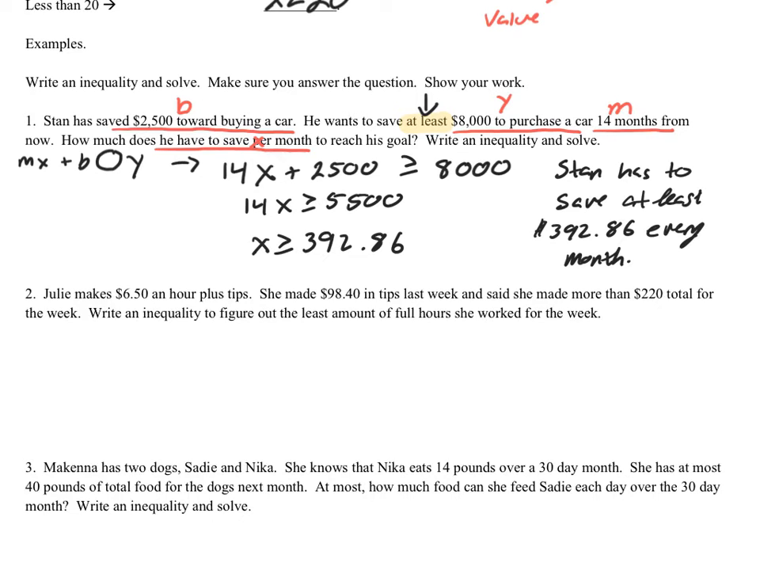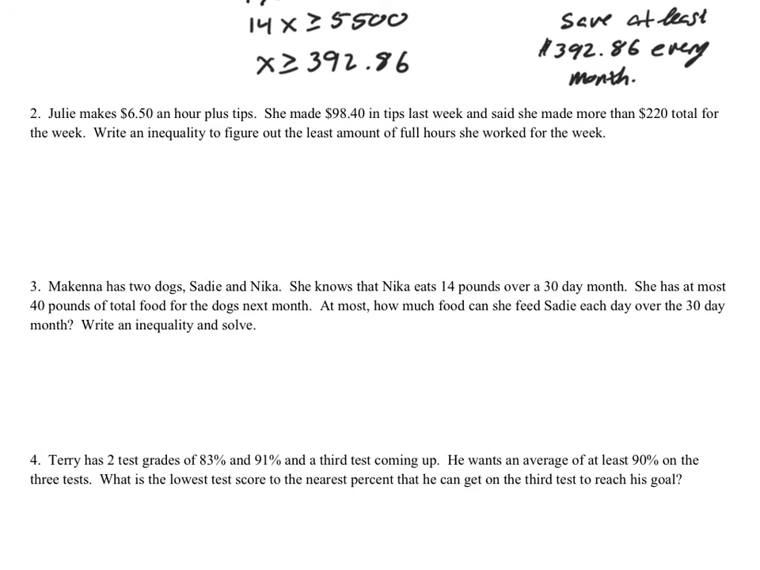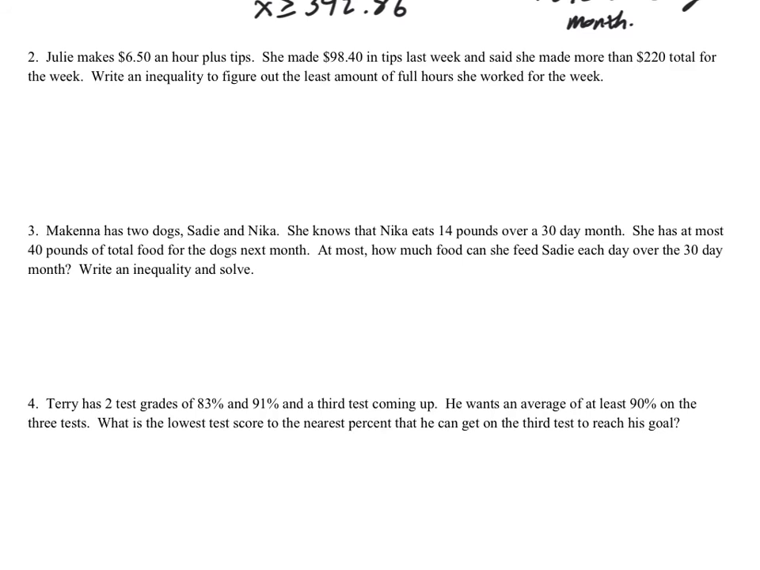All right, let's do a couple more of these. Okay, Julie makes $6.50 an hour plus tips. So per hour, we use those words frequently. So this would be our rate of change, our M. Something per hour. So 6.50 times the number of hours she works.